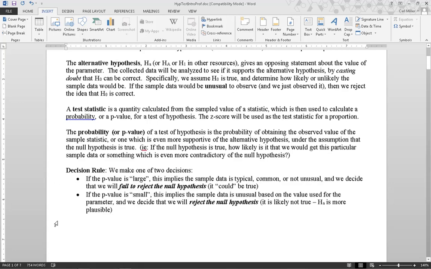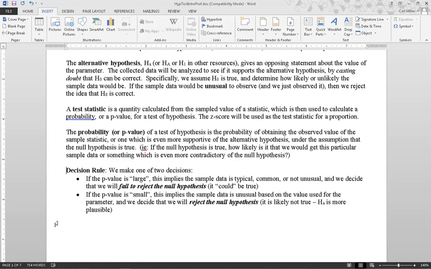A decision rule just allows us to make a decision between whether we believe the null hypothesis or not. If the p-value or the probability we calculate is large, this implies the sample data is typical or common or not unusual, and we decide that we will fail to reject the null hypothesis. The null hypothesis might be true.